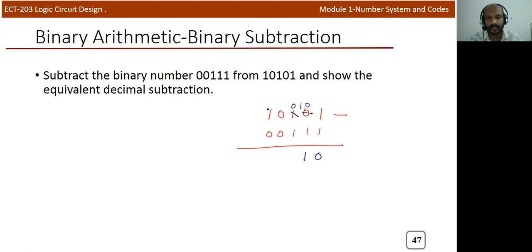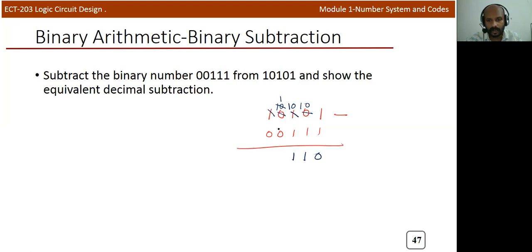There is a 1, so we'll borrow 1 from here. Now this 0 becomes 10, and we need 1 here, so again we will borrow 1 from here. This is 10 actually. If you subtract 1 from 10, this 10 becomes 1, and we will write the third column as 10. So 10 minus 1, that is 2 minus 1, which is equal to 1.